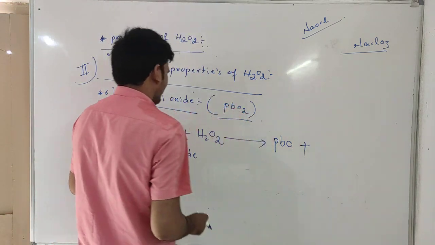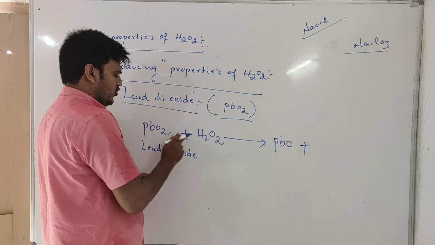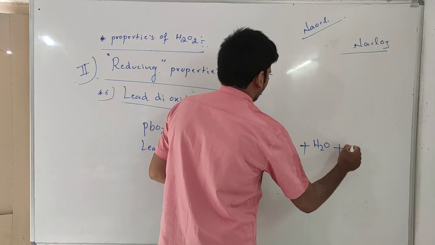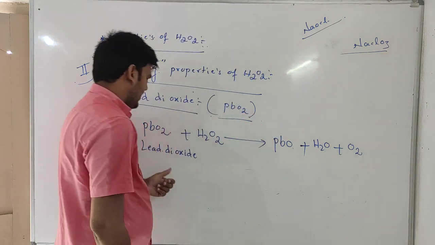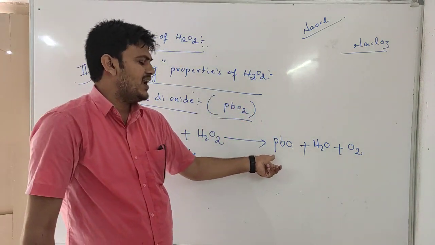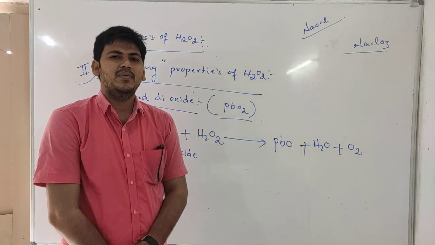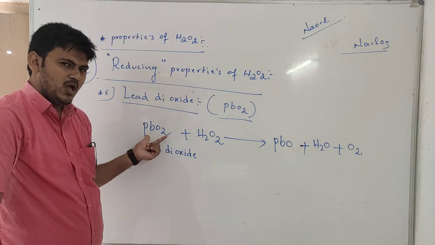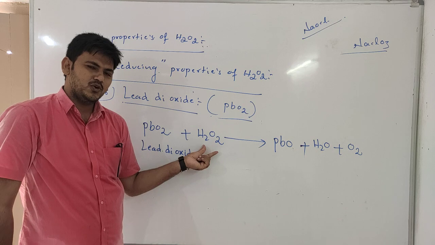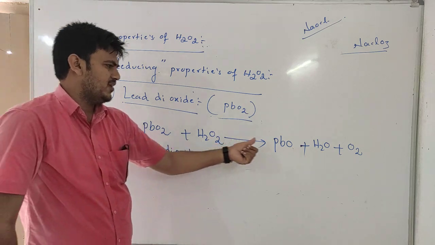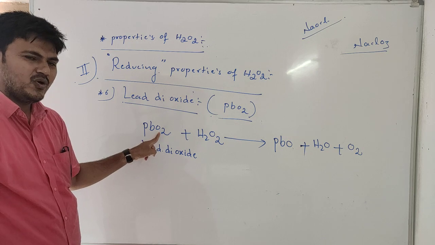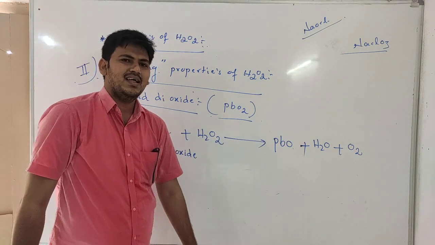The byproducts are very simple: H2 and the remaining one oxygen atom, so water H2O plus oxygen gas. So lead dioxide is directly converted to lead oxide, formula PbO. Lead dioxide, PbO2, plus hydrogen peroxide, H2O2, gives lead oxide PbO, H2O from the remaining one oxygen atom, so H2O plus oxygen gas.